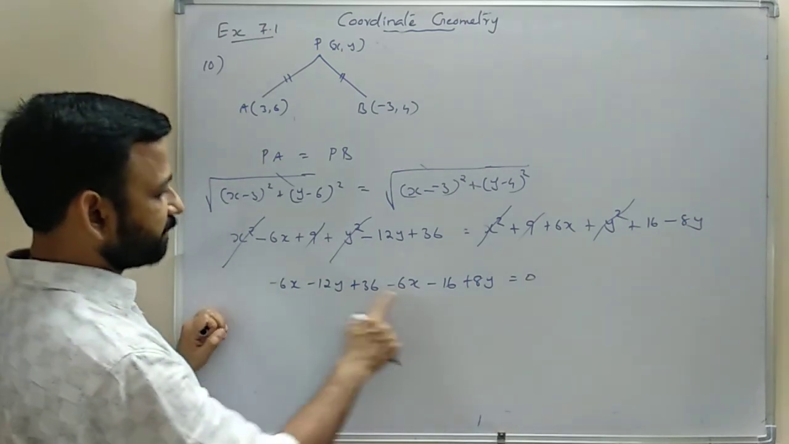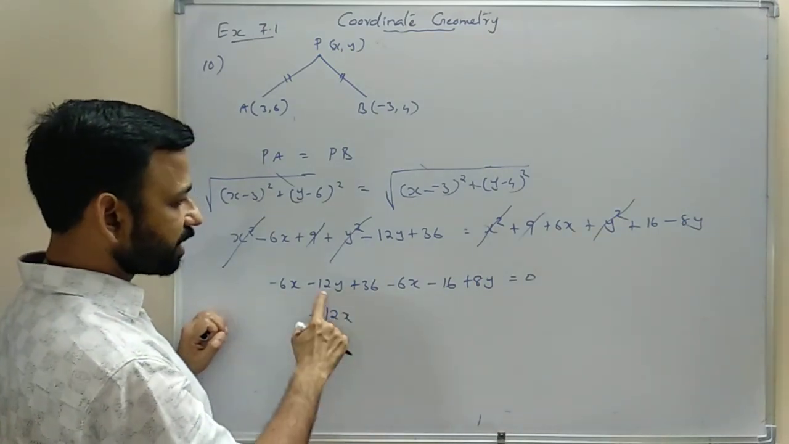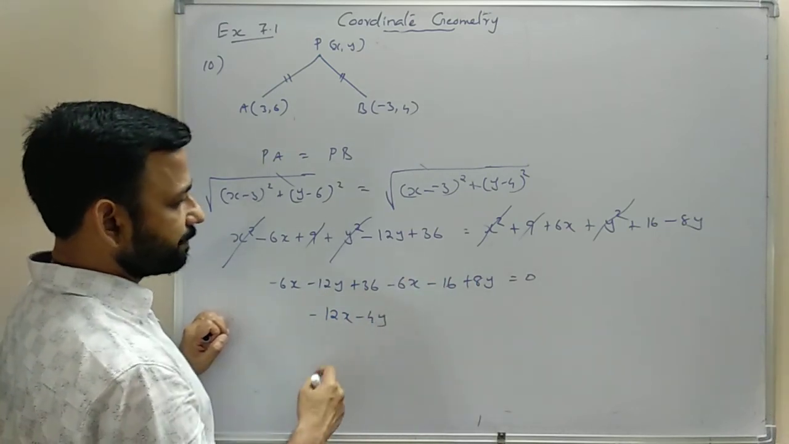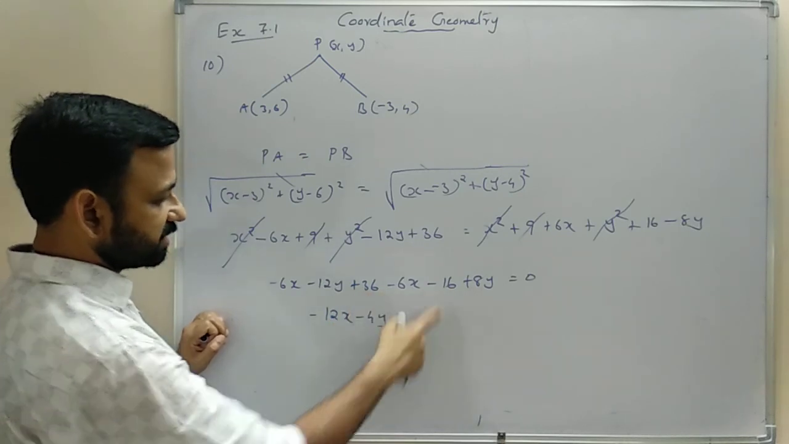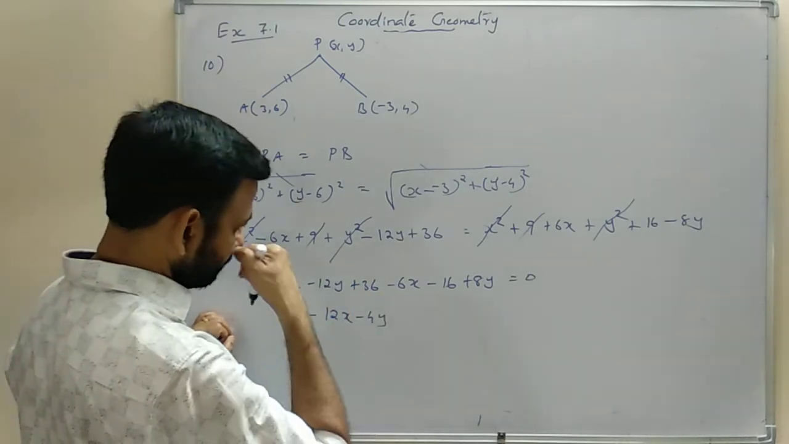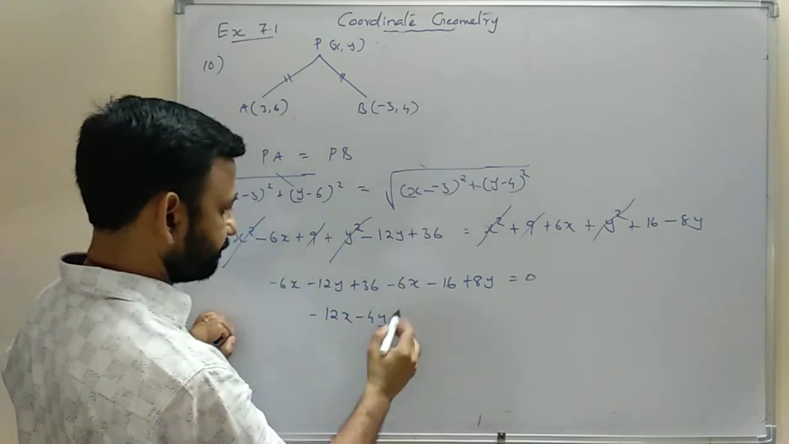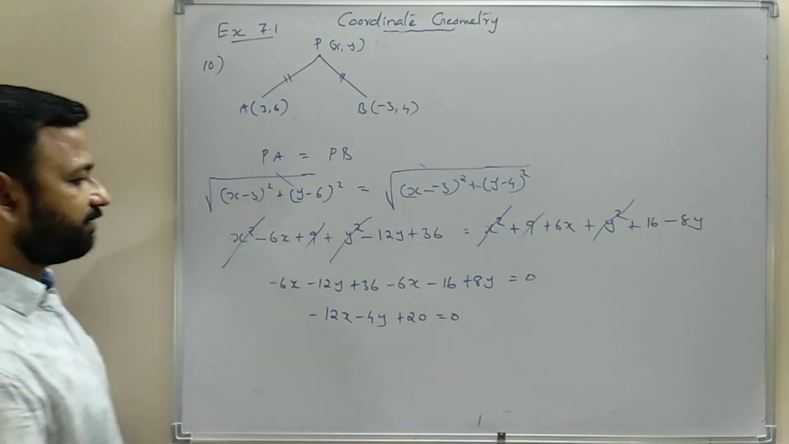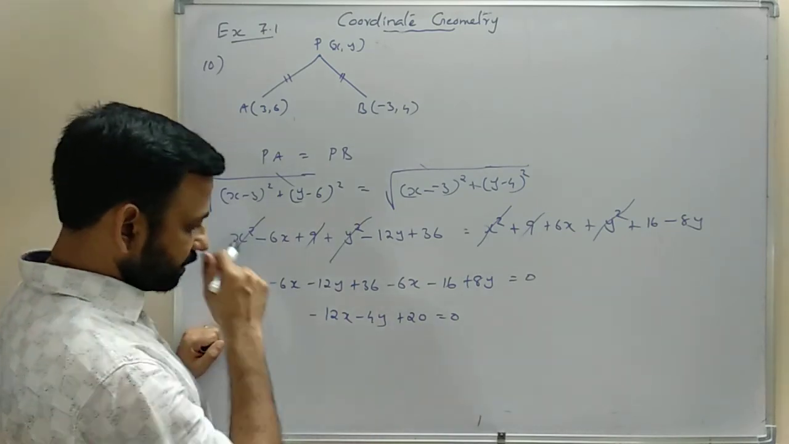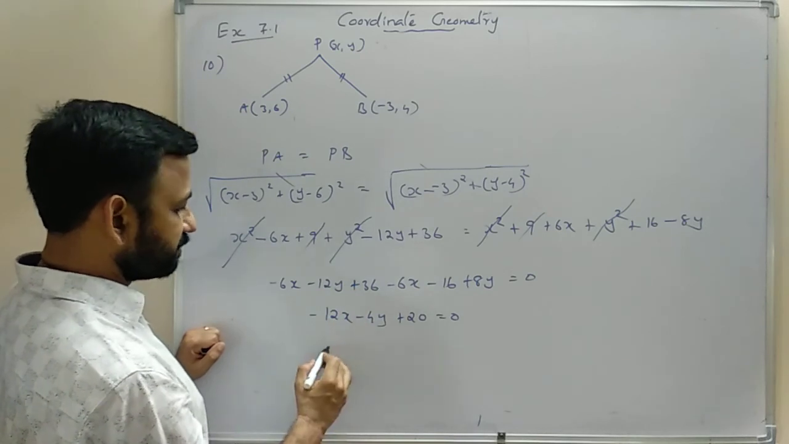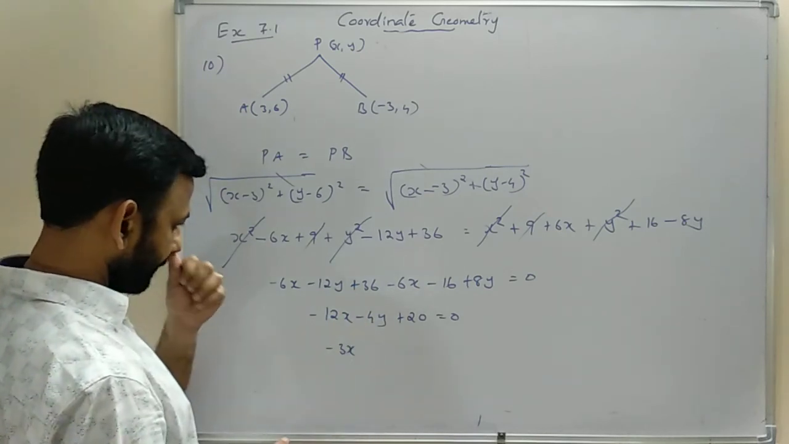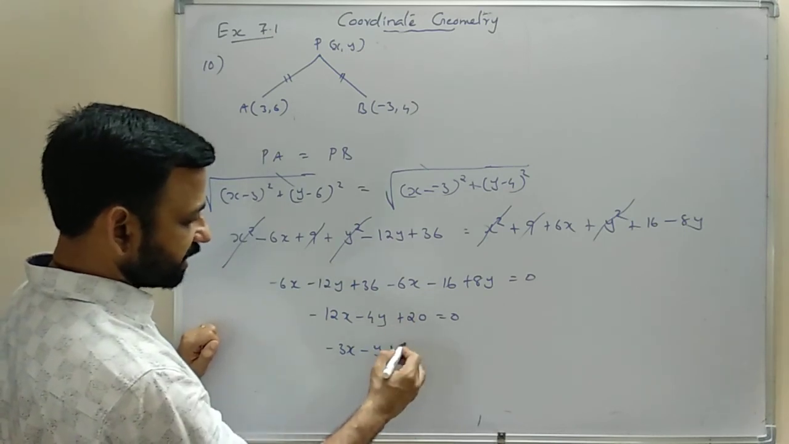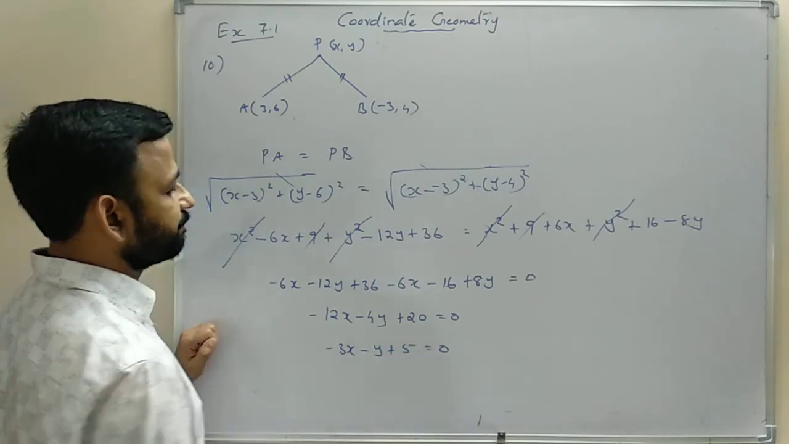And here minus 6x minus 6x is minus 12x, minus 12y plus 8y is minus 4y, then 36 minus 16 is 20, plus 20 equal to 0. Now we can divide it by 4. When we divide it by 4, we get minus 3x minus y plus 5 equal to 0.